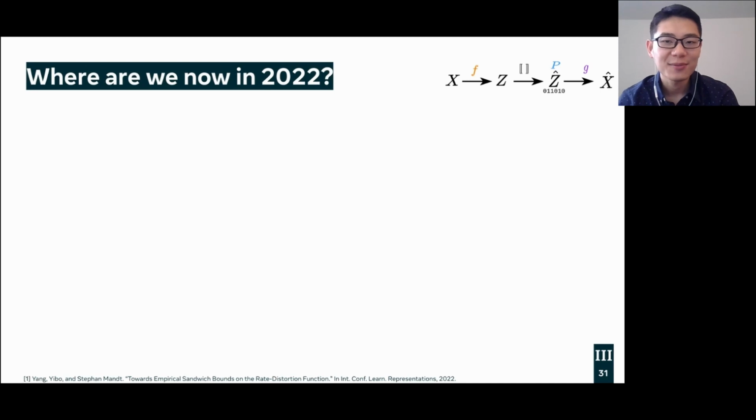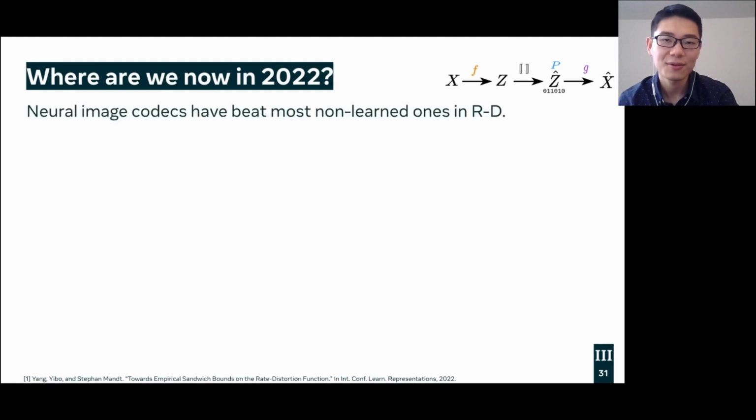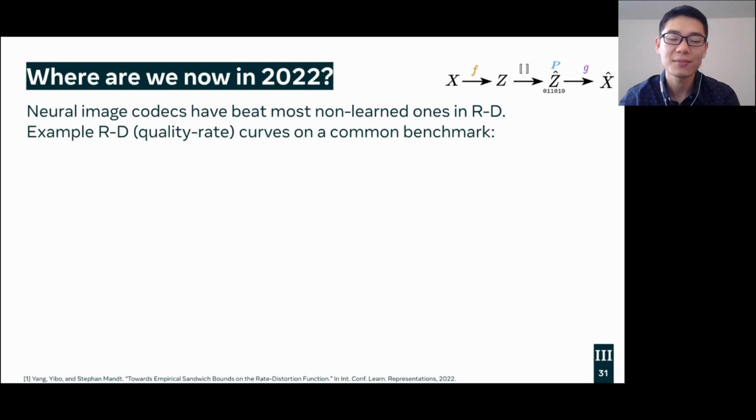Let's take a step back from all this research and ask ourselves where the field is now in 2022. And I'll focus on neural image compression, which has been studied extensively since 2016. And these neural image compression methods have made steady gains since then and have now exceeded the traditional ones in rate distortion performance. Here are some example rate distortion curves on a common benchmark.